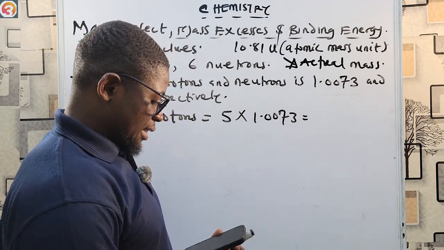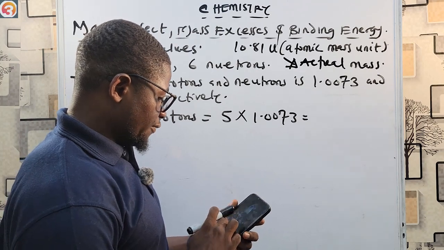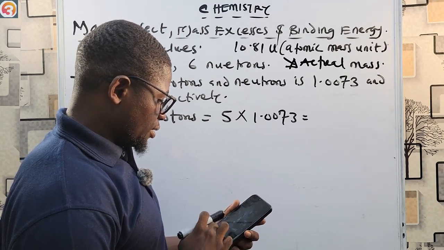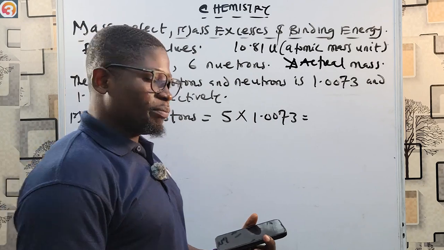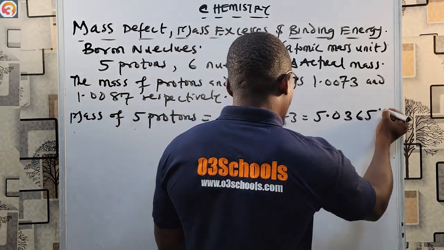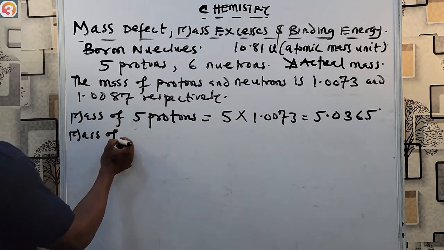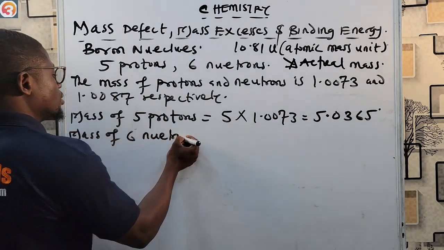We're going to have 5 times 1.0073. That is 5.0365. Okay, then we can now find the mass of 6 neutrons.